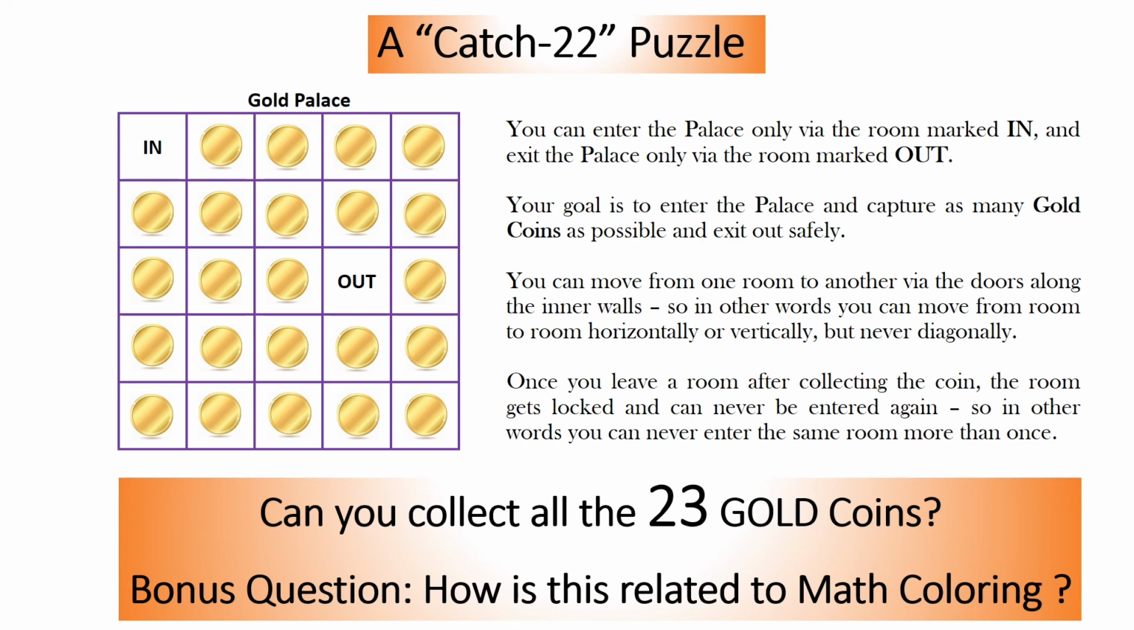That's the rule. And the objective is to collect all the 23 gold coins. So you can see that there are 23 gold coins. You need to enter here, collect all the gold coins and exit out safely. Is it possible? Can you try it out? And the big question is, how is this related to math coloring? Okay, that's for you to figure out.